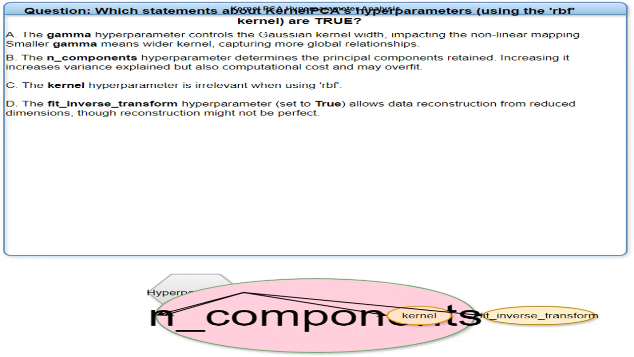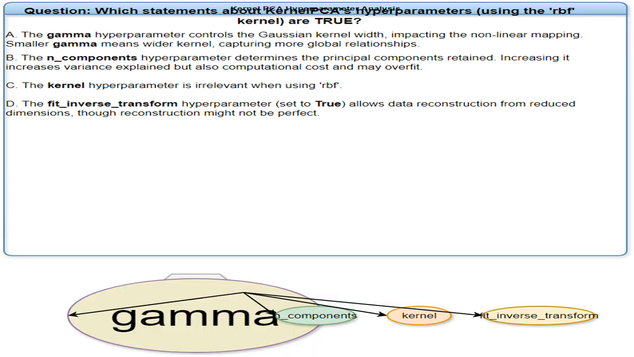This option lets you try to rebuild the original data from the reduced dataset. It's like trying to put a puzzle back together after removing some pieces. You might get close, but it might not be perfect. Whether you can effectively reconstruct depends on how much information was lost during the dimension reduction.